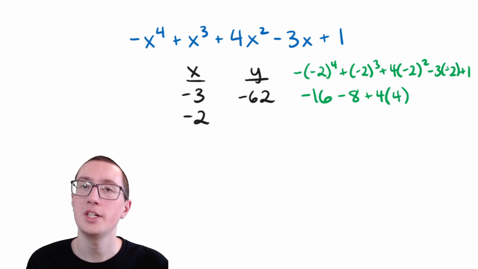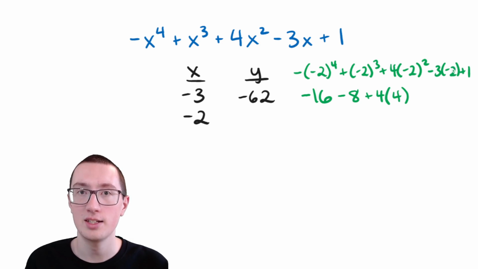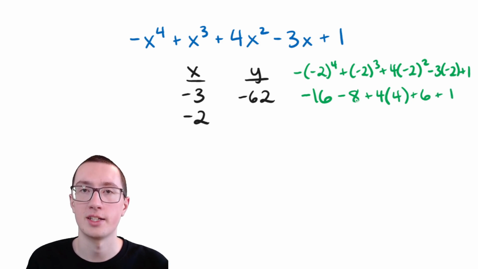Then we have negative 3 times negative 2, a little bit different this time. 3 times 2 is 6. And then we have 2 negatives make a positive, so positive 6, and then plus 1. Negative 16 minus 8, we lost $16, lost another 8, that's minus 24. Then plus 4 times 4 is 16, plus, and 6 plus 1 is 7.